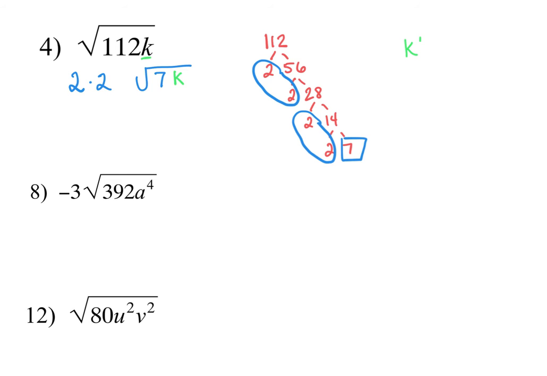All right. And then if we take out multiple things, they multiply. So in this case, we're going to say 2 times 2 is 4. And then 7 times k on the inside. And this is our answer here. 4 square root of 7k.